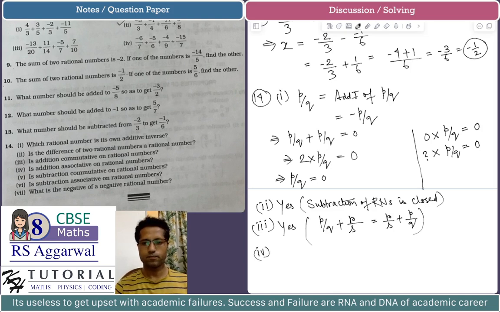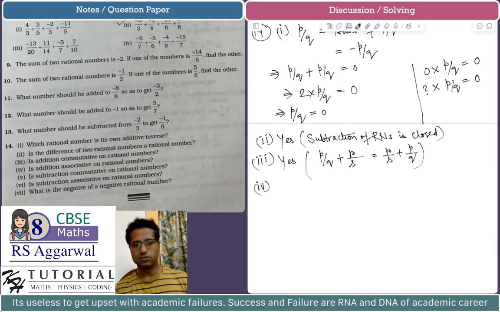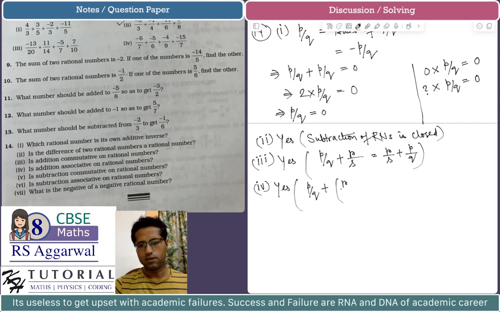Part 4, is addition associative on rational numbers? Yes, of course, because for any three rational numbers p by q, r by s and t by u, we know the associative law. What is the associative law of addition of three rational numbers? You can change the grouping of rational numbers. So we have this.